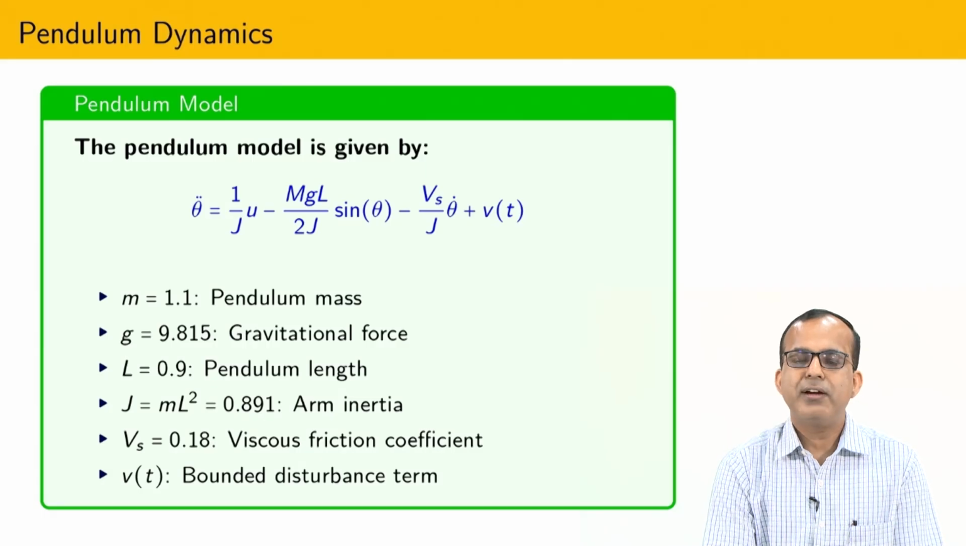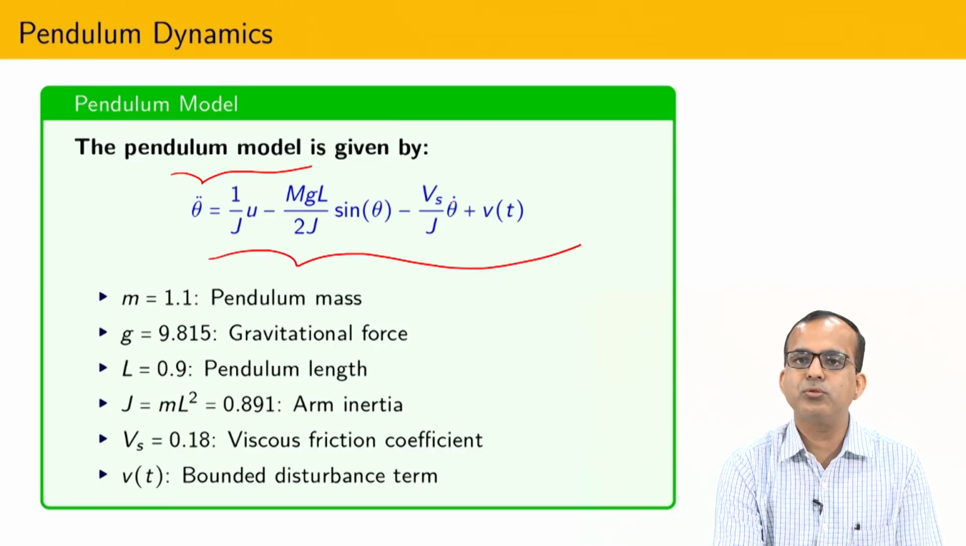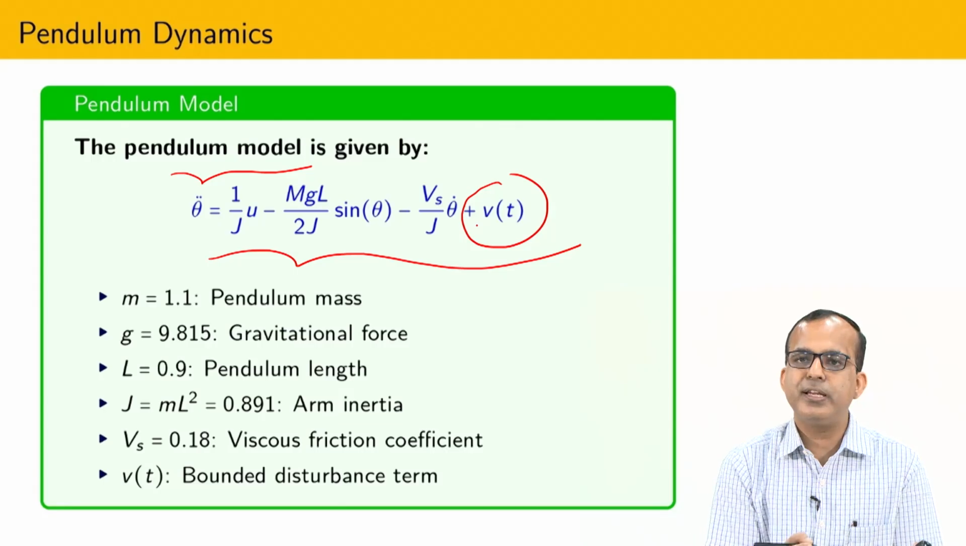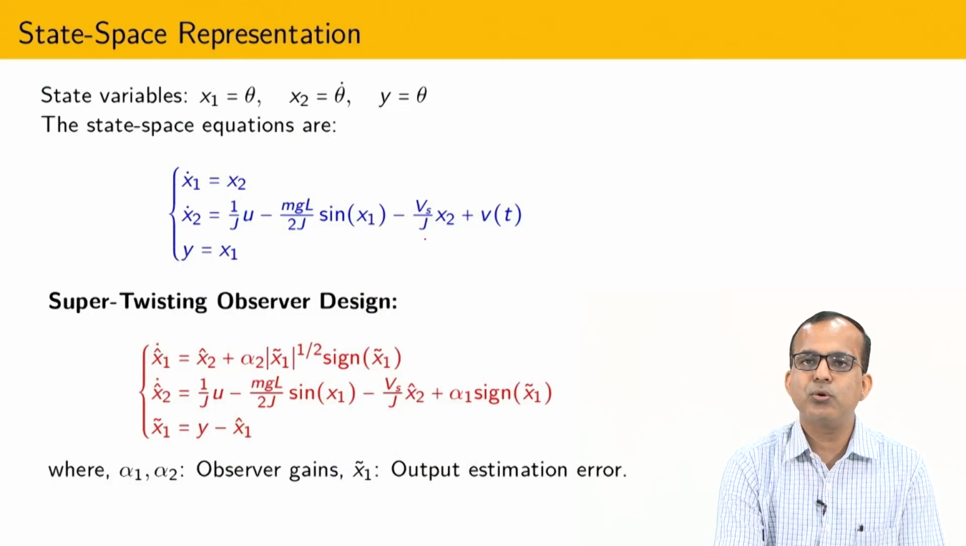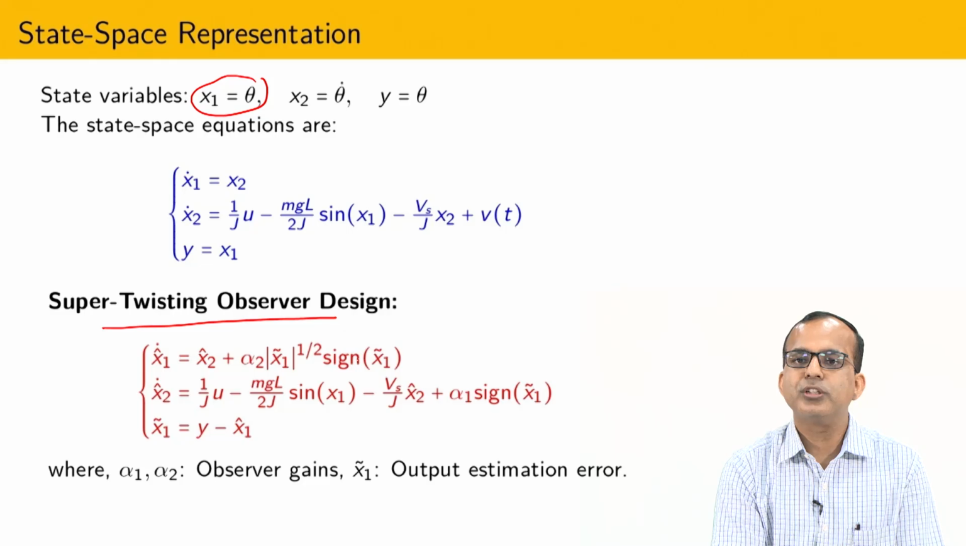So what we have done is we have taken the pendulum system. The pendulum system is represented by a second order model. We have also discussed the mathematical model of the pendulum, and here I am assuming that we have uncertainty. So this pendulum is hanging in free air, and now what is our goal? Suppose I know x1 equal to theta, so I have to estimate theta dot. For that we have designed the observer that is based on the super twisting algorithm.